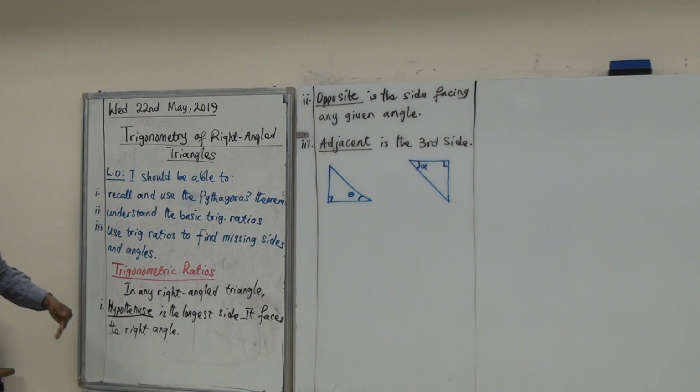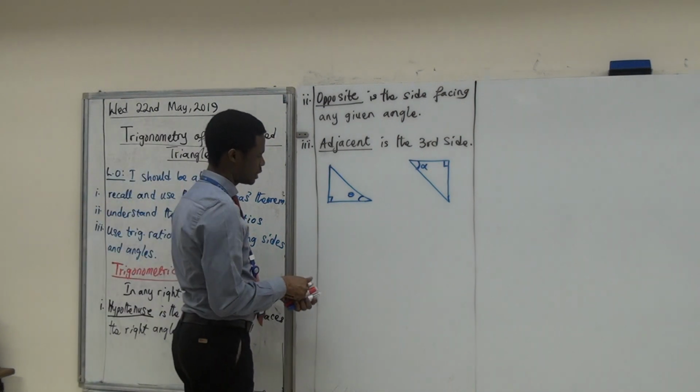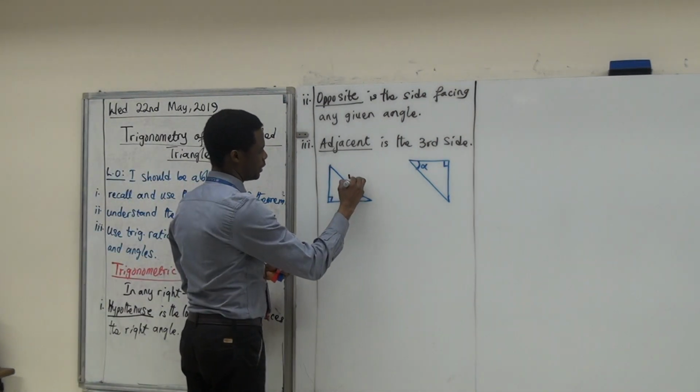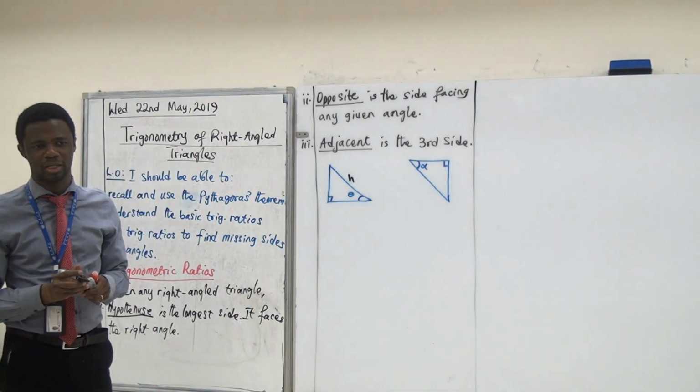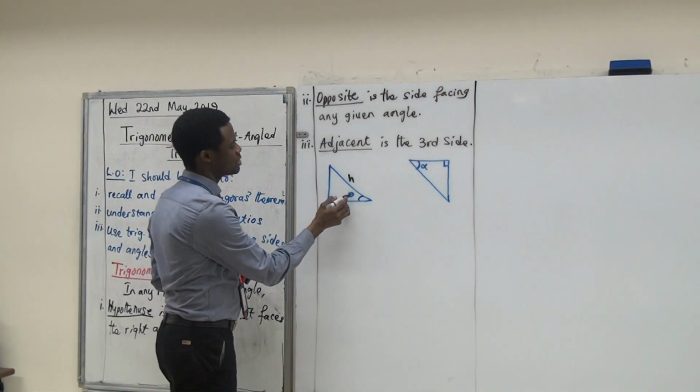Now, the hypotenuse is always the longest side. Like we said, it faces the right angle. So, which means my hypotenuse is this one. Agree? Yeah. Now, opposite is the next side you want to identify. Opposite is the one that faces the given angle.